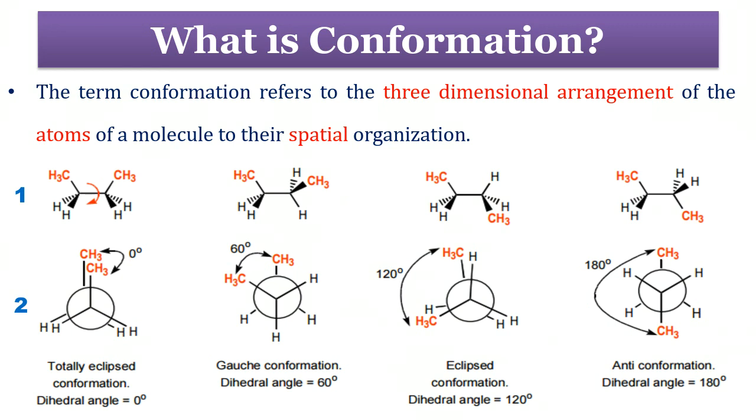To understand this, just look at the given example of butane, whose molecular formula is C4H10. Here you can see differential arrangements of the atoms of the same molecule in space. Such differential arrangements of the molecule represent the conformation. Here, the first arrangement is the line wedge dash conformation of butane, and the second arrangement is the Newman projection conformation of butane.